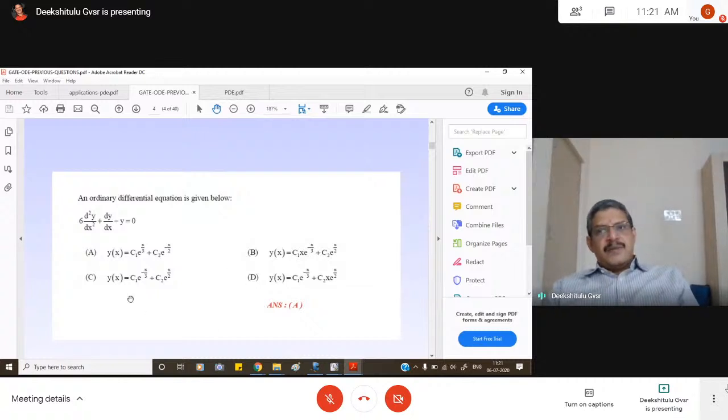Let us say alpha and beta are the roots. The solution becomes c1 e power alpha x plus c2 e power beta x. Right? So that's how we get this solution.